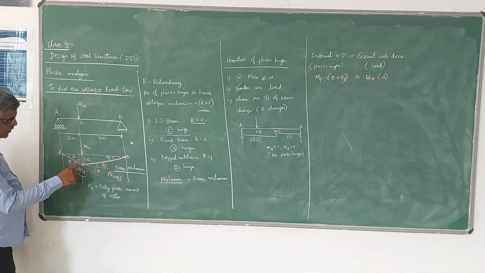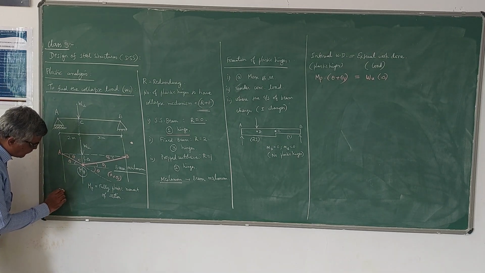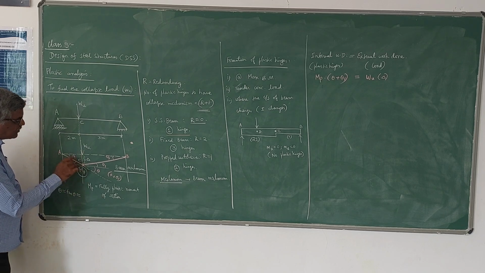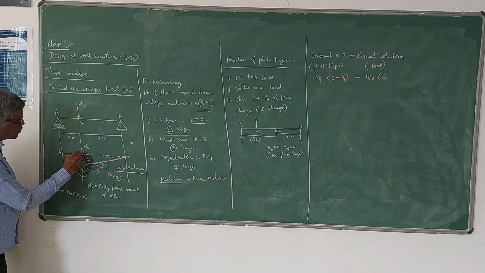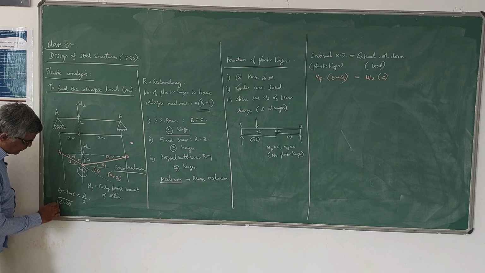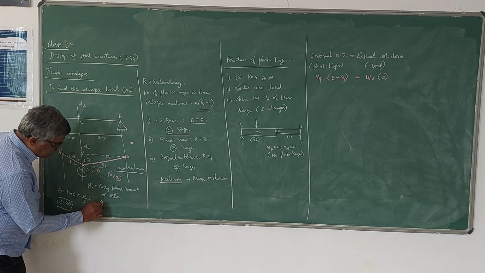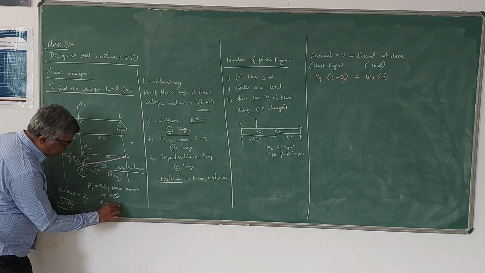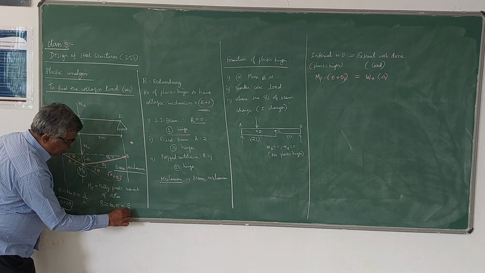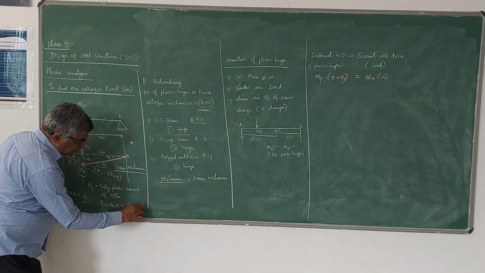Now one important thing you can observe: in this triangle, theta will be very small, so theta can be equated to tan theta. Tan theta in this diagram is delta by 2, since this is 2 meters. Therefore I can write delta is equal to 2 theta. Similarly, in this triangle, theta 1 is very small, so theta 1 can be equated to tan theta 1, which is delta by 3. This is 3 meters, this is 2 meters. In other words, delta is equal to 3 theta 1.